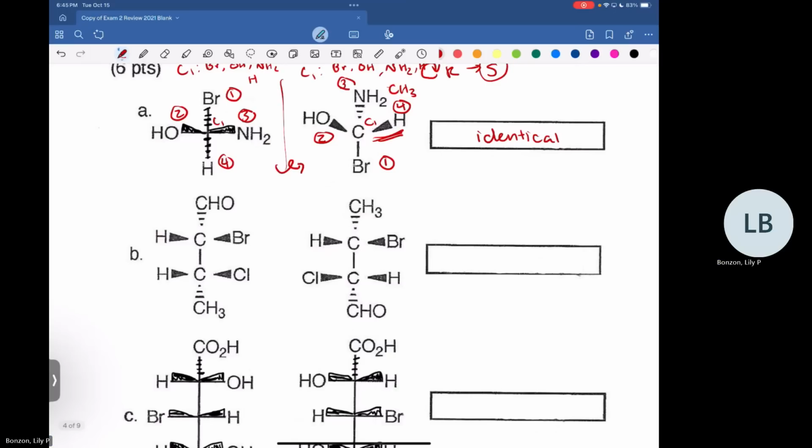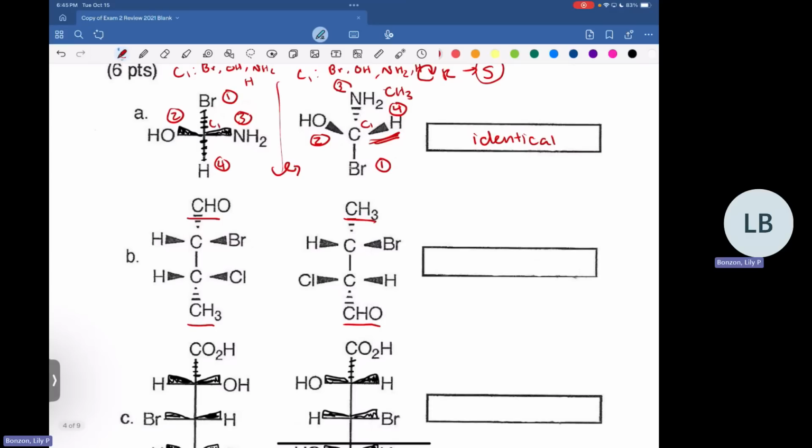What I noticed with this one is we have a CHO on top, we have a CH3 on top on the right, we have a CH3 on bottom, and we have a CHO on bottom on the right. So I'm just going to check and see if we have a structural isomer. I'm going to do what I did with the first one, where I label the carbons. The top one is going to be carbon 1, bottom one is carbon 2. And I'm just going to see what's attached to those and check and see if we have structural isomers.